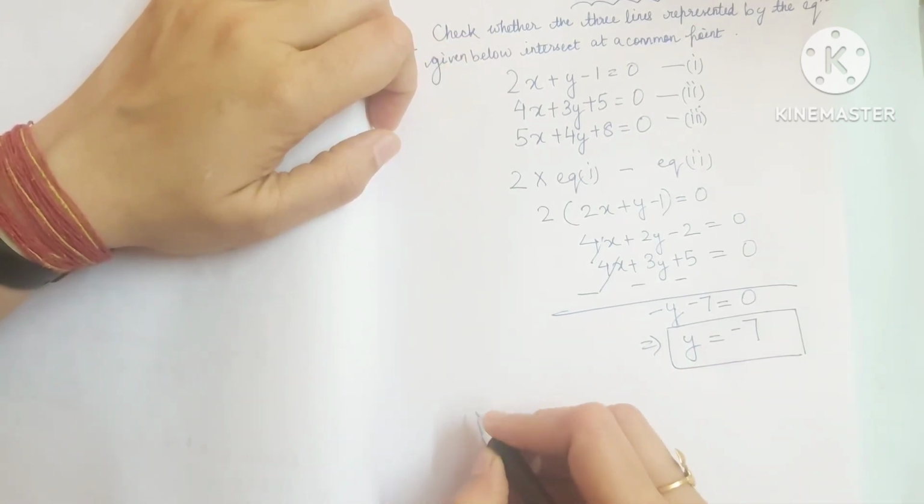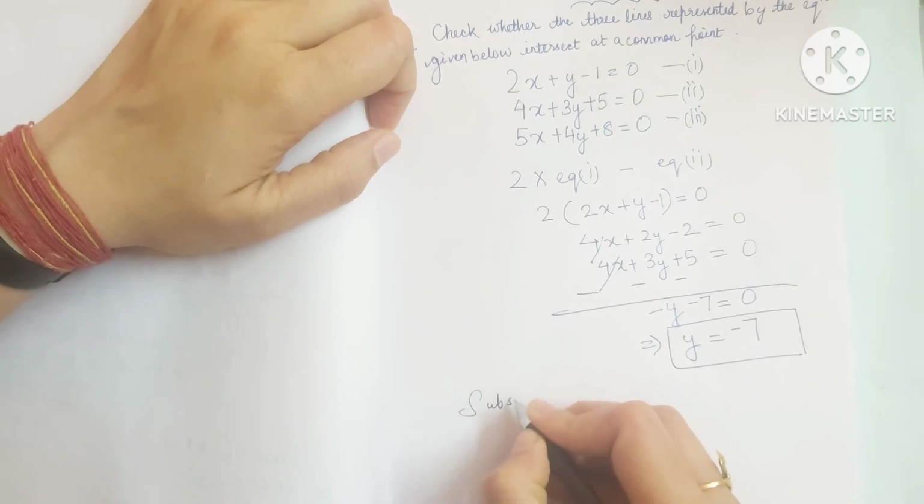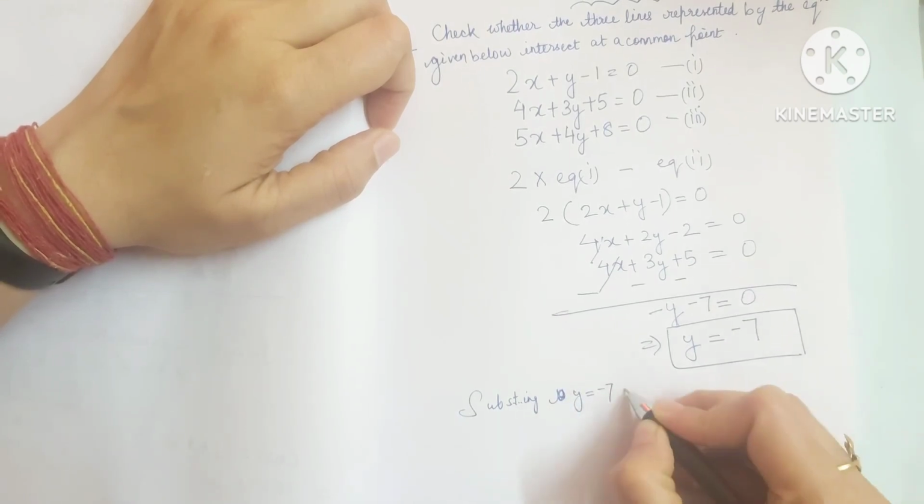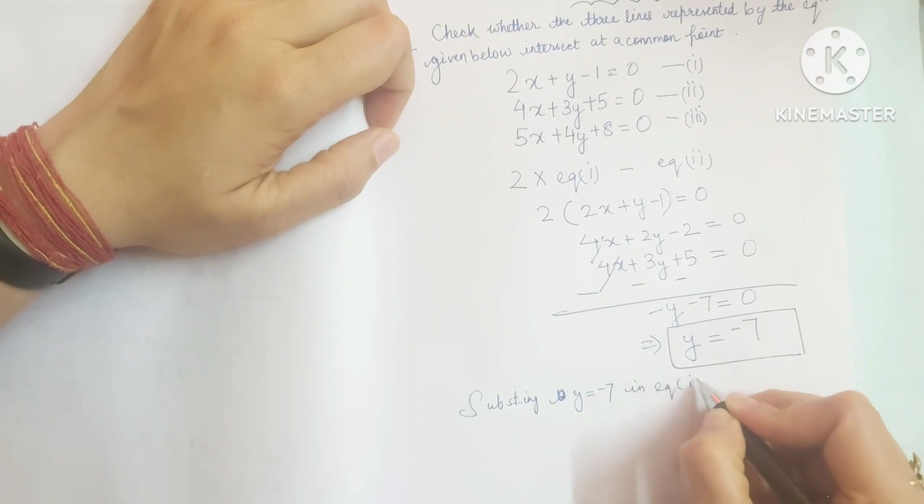So I'm not writing these big sentences. You need to write substituting. I'm just writing like this. Substituting. I'm not writing the entire word. The y equal to minus 7 in equation 1.